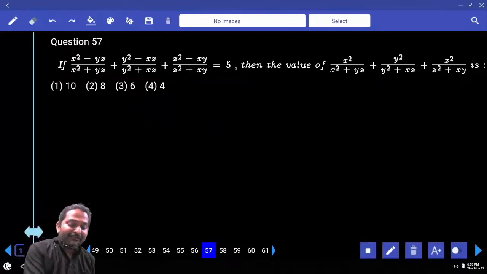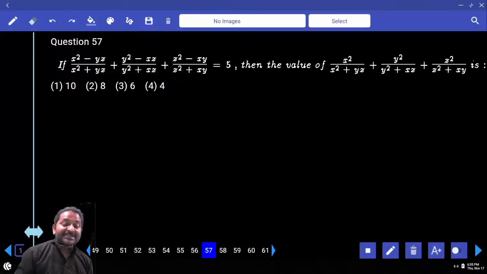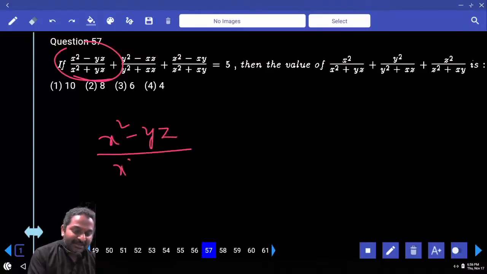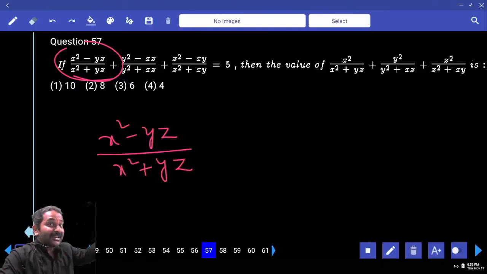Like that, every denominator is the same. Correct? Where is the change? Only in the numerator. So now first let me find this: x square minus yz by x square plus yz. This is the first term in the information.